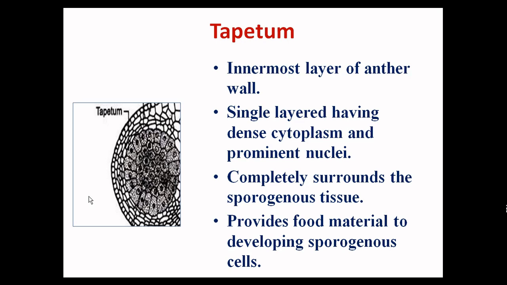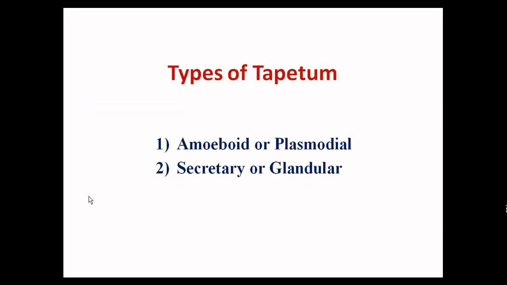The tapetum can be divided into two types based on how they provide the nutrition. The first type is amoeboid tapetum, also called plasmodial tapetum, and the second type is secretory tapetum, which is also called glandular tapetum.